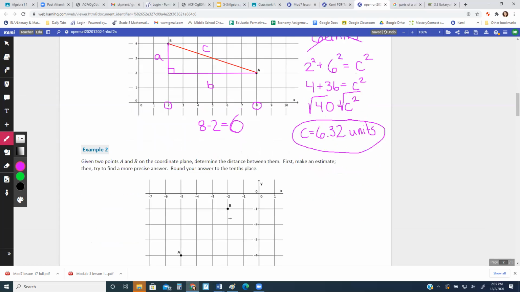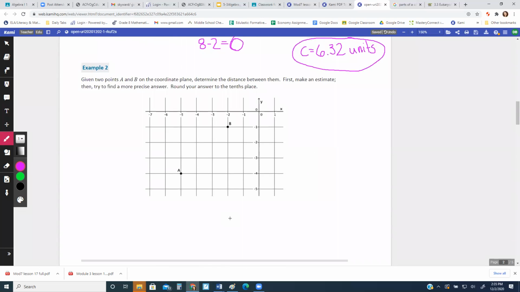Okay, let's do another one. Now I'm not doing ones that are on your actual assignment. I'm doing ones that were originally on your assignment that I took off to make your assignment shorter. Just be aware of that, okay? So let's see if we can figure out the distance between A and B.